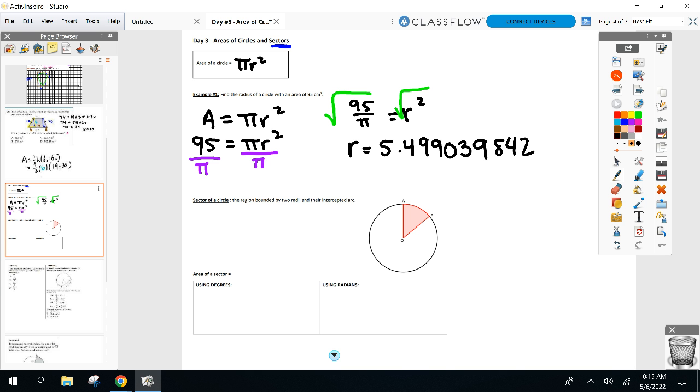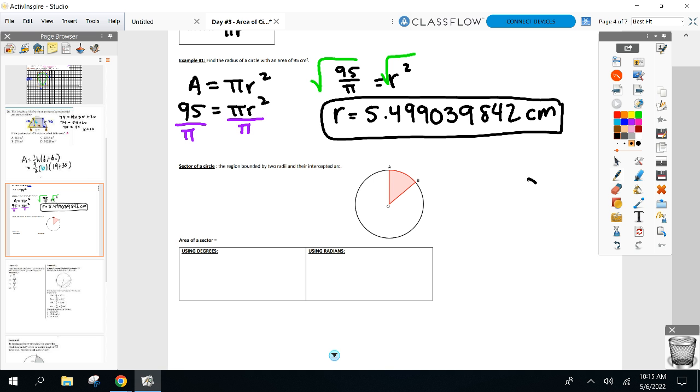Square centimeters or just centimeters? Do we square them or no? No, because it's not area. It's a radius length. Good. All right, all good? All right, now to this new vocabulary term called a sector.